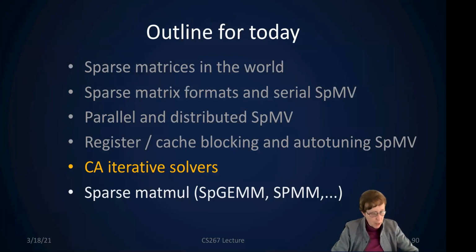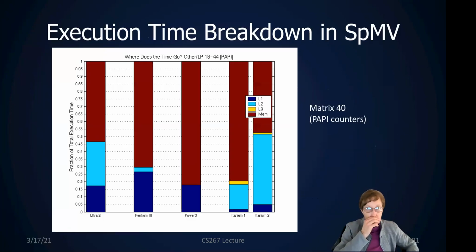All right, and probably the last thing I'll do, let's see how time goes, is talk a little bit about communication avoiding. So when we talk about CA here in this class, we tend to use communication avoiding iterative solvers. So now we're going to look up a level at what happens in the context of SpMV within a higher level iterative algorithm.